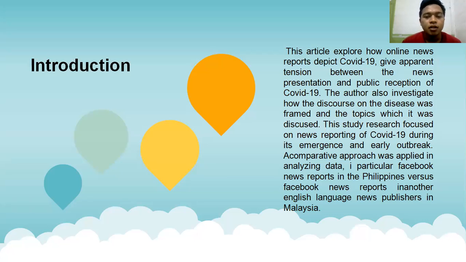About the introduction of the article, this article explores how online news reports depict COVID-19, given the apparent tension between the news presentation and public reception of COVID-19. The author also investigates how the discourse on the disease was framed and the topics in which it was discussed. This research focused on news reporting of COVID-19 during its emergence and early outbreak in the Philippines and Malaysia.